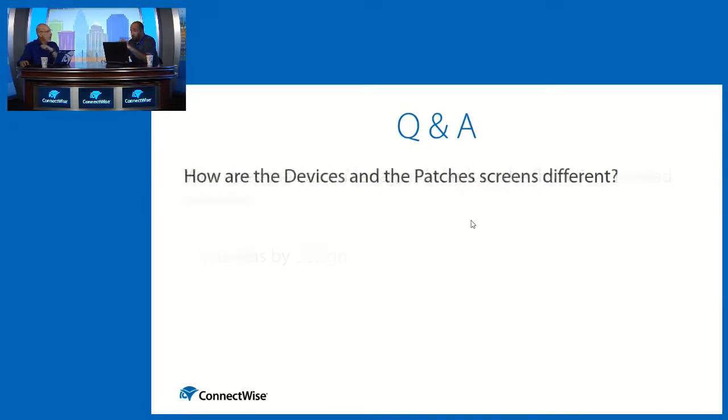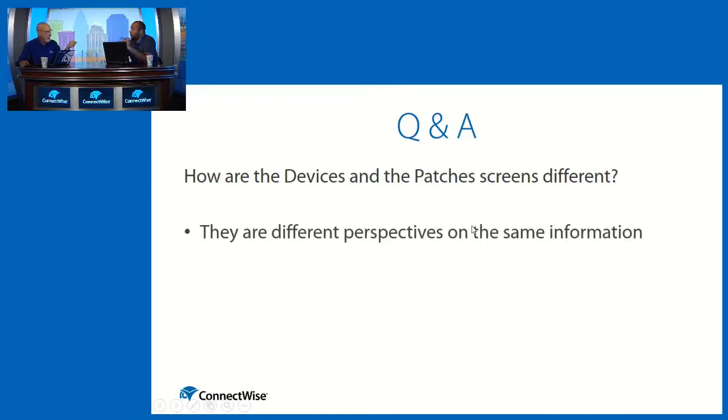All right. Our next question, how are the devices and the patches screens different? Well, there are different perspectives on the same information. If you're looking at the devices screen, you're sorting the patches by computers, which are the devices. So if you have a list of computers on the top and you select one, it shows you the patches that apply to that computer on the bottom. On the patches screen, it's the other way around. You have a list of patches up top and you select one, and it shows you the computers that can apply to that patch. It's the same information, you're just looking at it from 2 different perspectives.